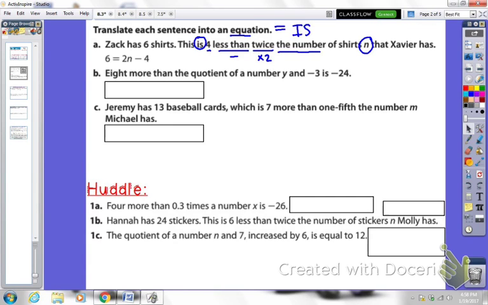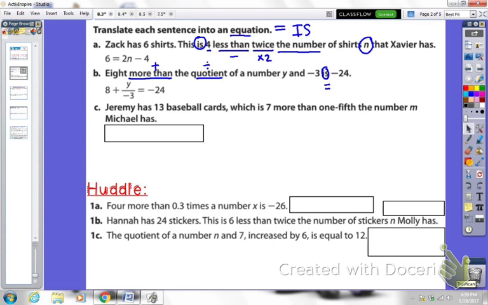The second one, 8 more than the quotient of a number y and -3 is -24. So again, the word is means equals, quotient means division, more than is plus, and I have to use the variable y, the -3, the -24, and the 8. So that translates into 8 plus y divided by -3 is equal to -24.